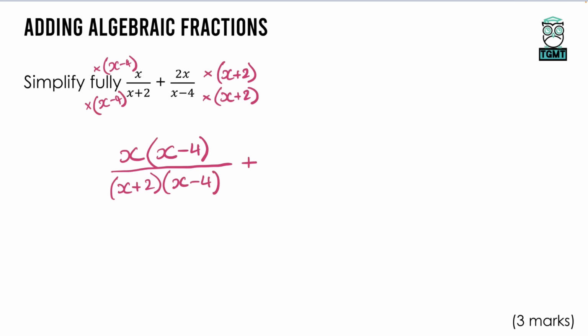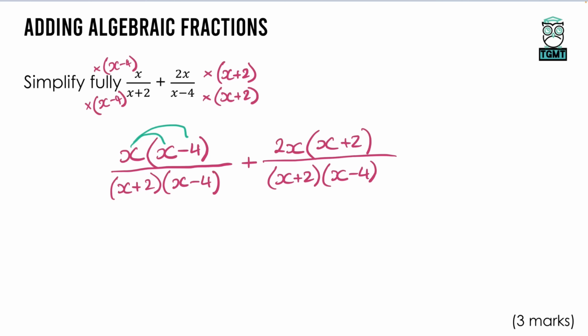And the right fraction, I've got to do 2x multiplied by x plus 2. And again, that's going to be over a double bracket, x plus 2 and x minus 4. So from there, I want to expand these numerators, and that will be x squared minus 4x. And on the right, I'm going to have 2x squared plus 4x. And we're adding all of this together.